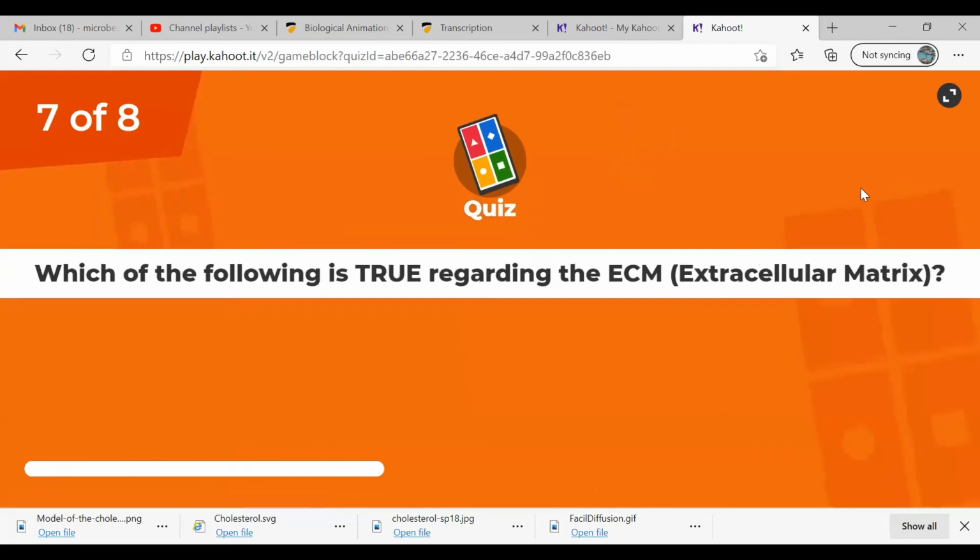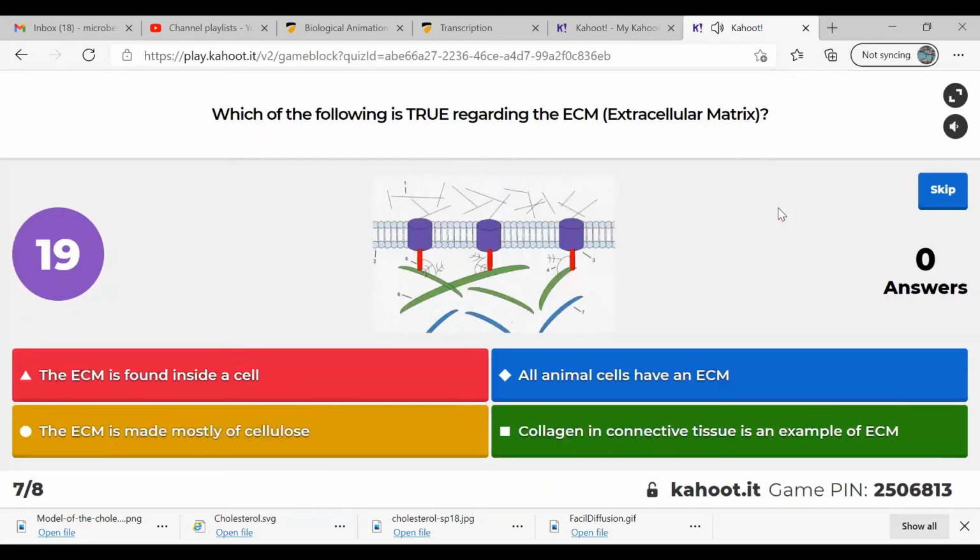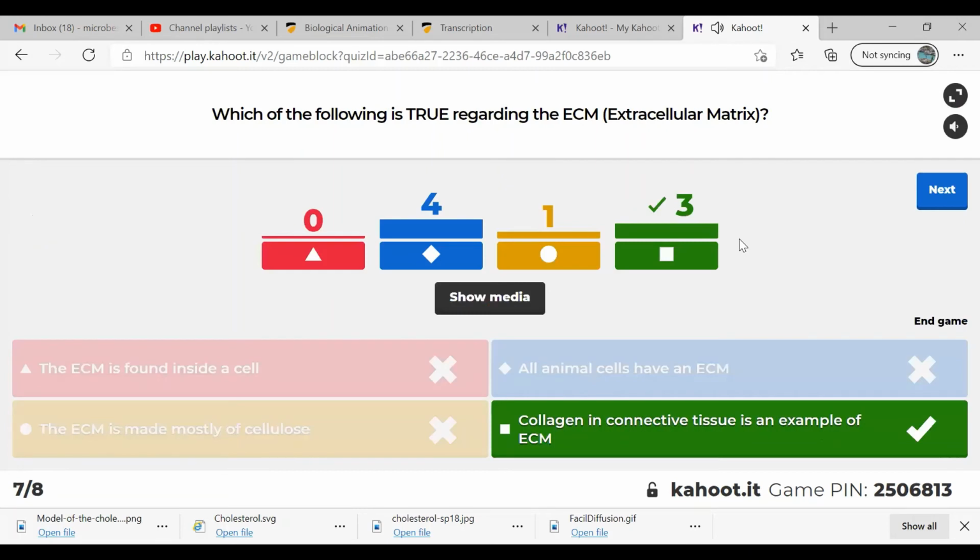Okay, question 7. Which of the following is true regarding the extracellular matrix? Okay, the green one is correct. So collagen is in connective tissue as an example. And number 4 is not true. Not all animal cells have an extracellular matrix. Your red blood cells don't have anything on the outside of them other than membranes. So there's lots of examples of animal cells that do not have an extracellular matrix.